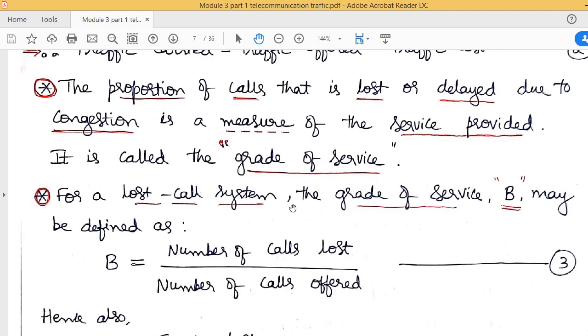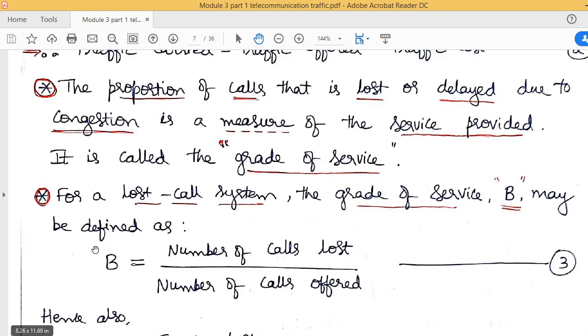So for a lost call system, generally we define this grade of service as B. Grade of service B may be defined as the ratio of number of calls lost to the number of calls offered. So grade of service is the ratio of number of calls lost to the number of calls offered as defined by this equation. So by this equation it is clear that the number of calls lost should be as small as possible.